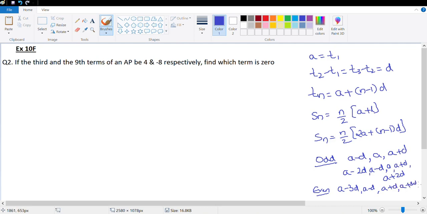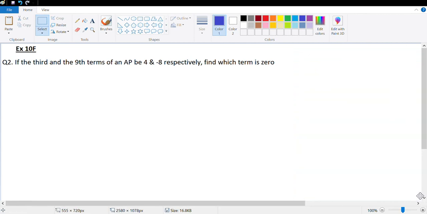So these are the basic concepts that we've done. I think I've covered almost everything that was there in this exercise. Let's go ahead and solve the revision exercise questions. So the first question that we do is question number 2. It says if the third and the ninth term of an AP are 4 and negative 8.